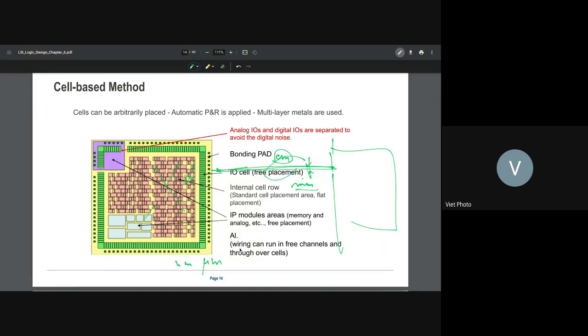The wiring can run in free channel and through over cells. You see that the cell is at the bottom, right? The middle layers will be on top of it. So that means the middle layer wire will be run all over the chip, on top of the cell, because the standard cell usually uses only middle 1 or middle 2. The bigger cell will use up to middle 3.